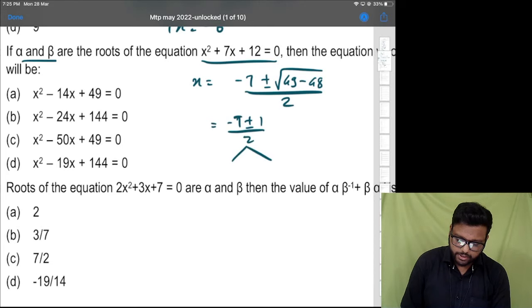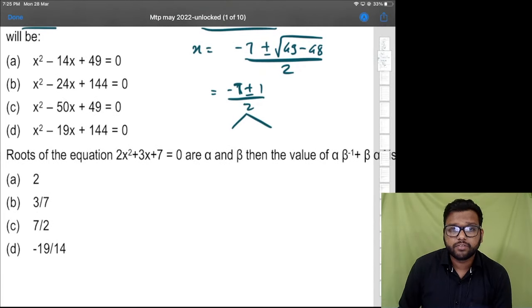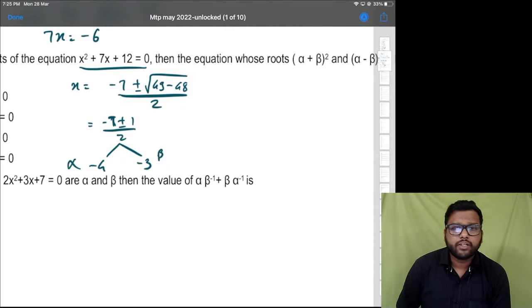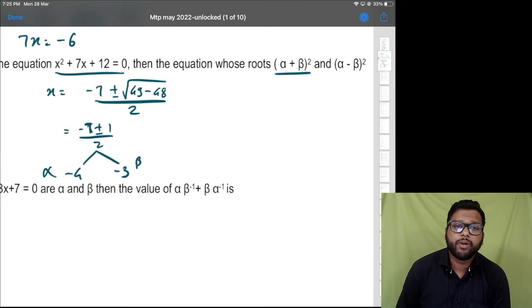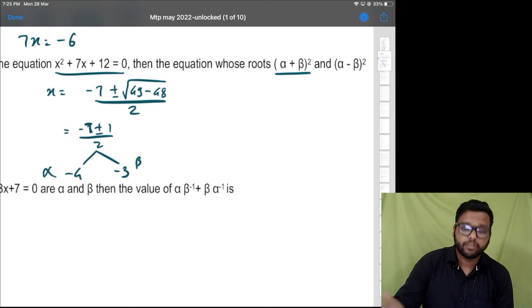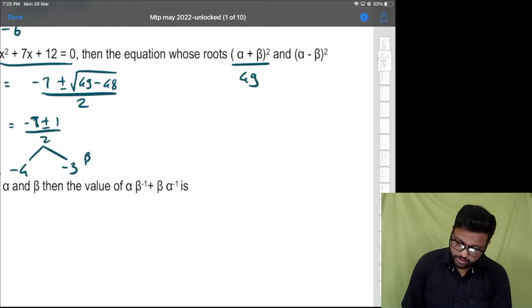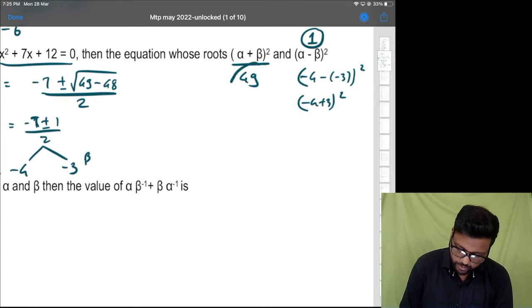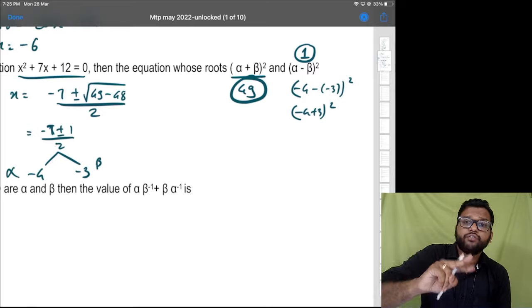So two answers of this equation are what? Minus 7 minus 1, minus 8 by 2 is minus 4, or minus 6 by 2 is minus 3. So this is alpha and this is beta, we know that. Now let's find this alpha plus beta bracket square. Alpha plus beta bracket square is what? Minus 4 plus minus 3 bracket square, that is 49. And alpha minus beta bracket square, that is minus 4 minus minus 3 bracket square, that is minus 4 plus 3 bracket square, minus 1 square, that is 1. Okay, so now two roots of the equation are 49 and 1.